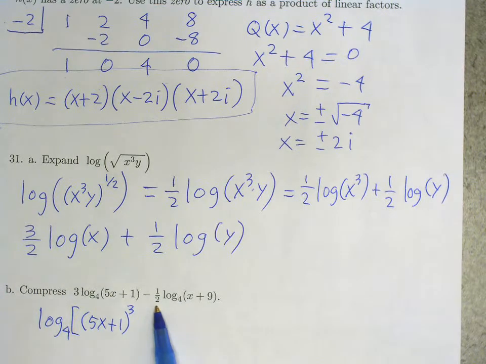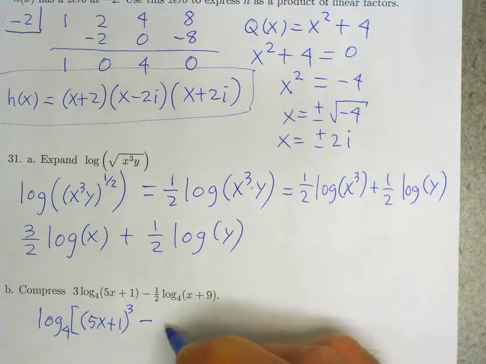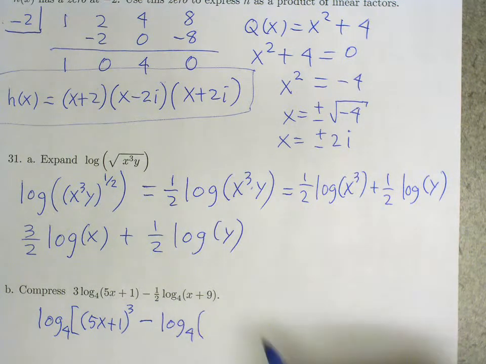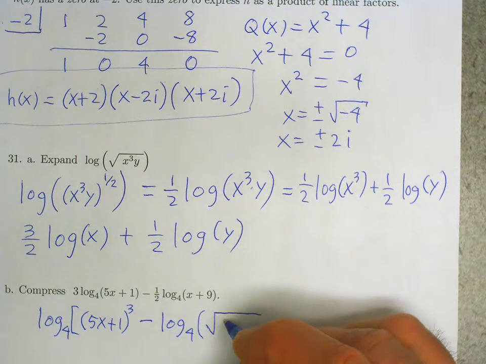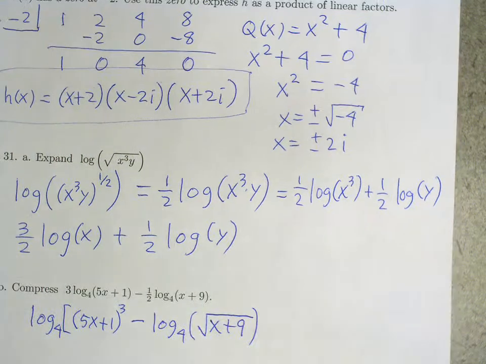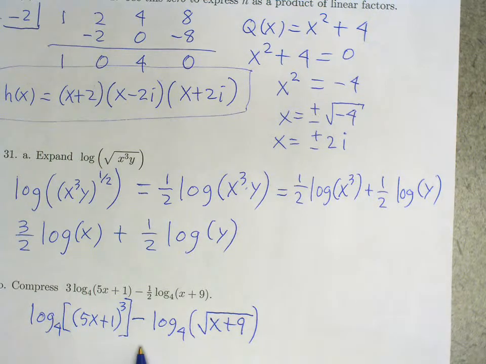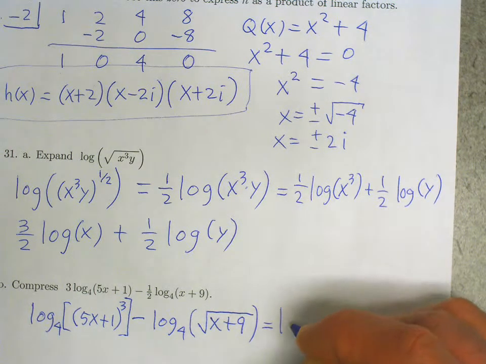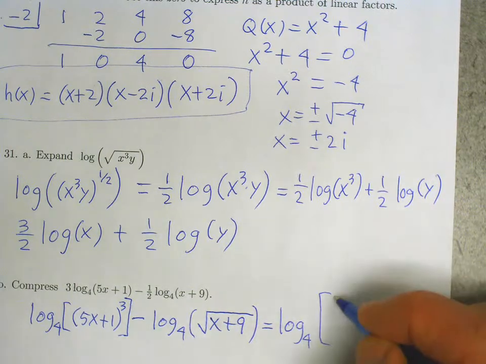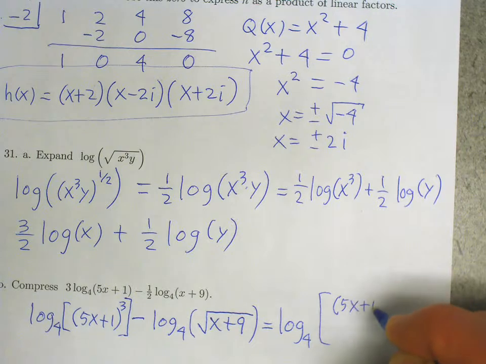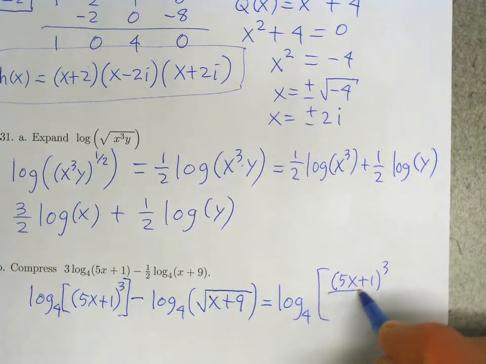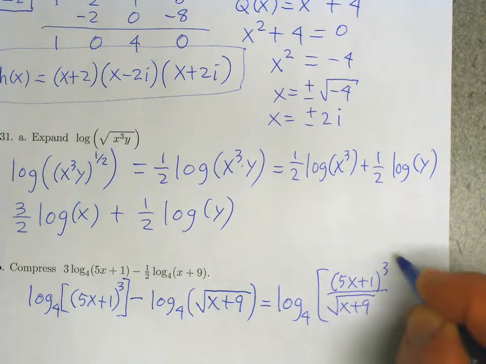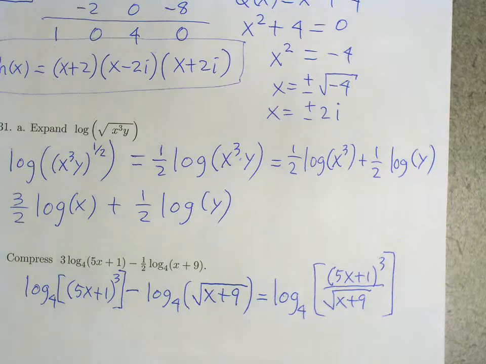And then we apply the same property to the other one. This one will be minus the base 4 logarithm of x plus 9 to the 1/2. But if you raise something to the 1/2, you can write it as the square root of whatever that thing is. So we'll write it as minus log base 4 of the square root of x plus 9. Okay, now there's just one step. Since we're subtracting one base 4 logarithm from another base 4 logarithm, we can write it as a single base 4 logarithm. And in the numerator of the argument is 5x plus 1 to the third, and in the denominator is the square root of x plus 9. Okay, so that's the complete compression of that.